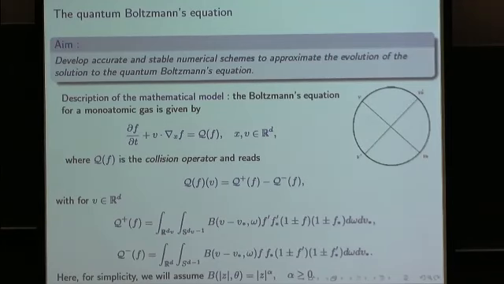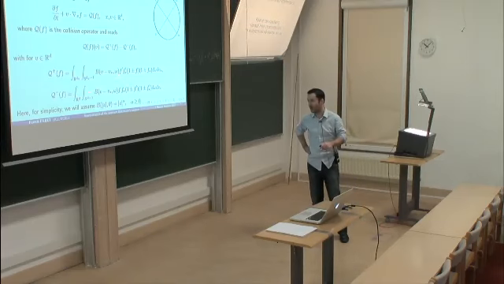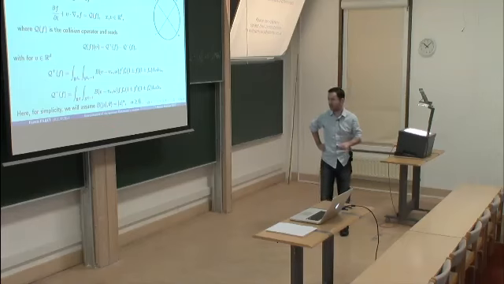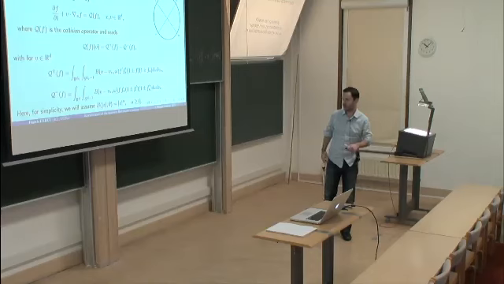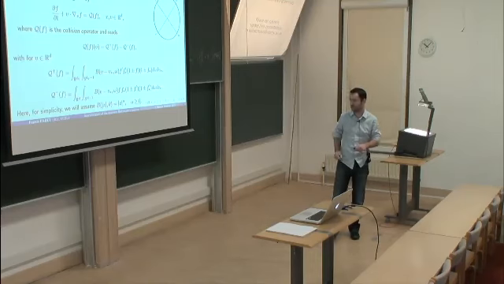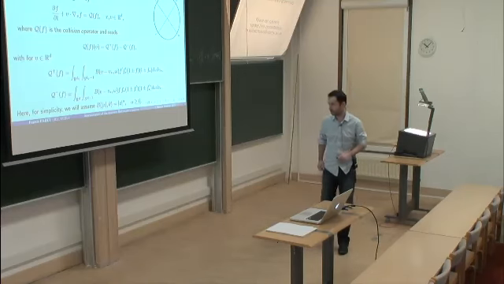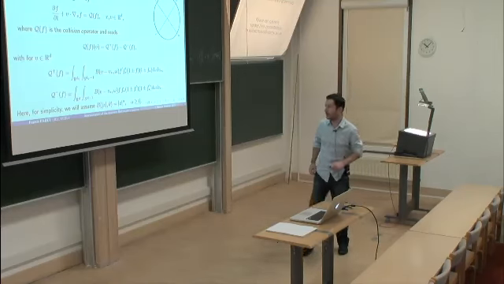Here in this talk, I will assume that the cross-section B only depends on relative velocity v minus v star and the vector omega of the unit sphere, and even in fact the cross-section B will be assumed to be equal to this quantity here.